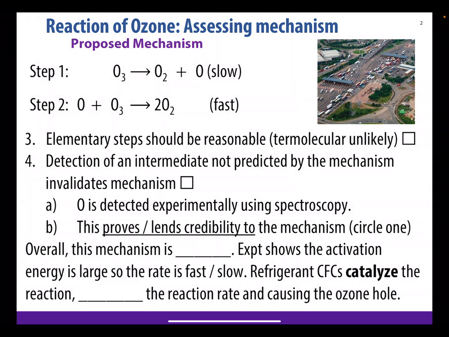Next, if we evaluate the other criteria, the elementary steps should be reasonable, so termolecular steps would be unlikely. There are no termolecular steps here. Step 1 is unimolecular and step 2 is bimolecular, both pretty reasonable. And what about intermediates? Well, in this case, we detect oxygen experimentally using spectroscopy. That's good because oxygen is the intermediate that we predicted here. So this will lend credibility to the mechanism.